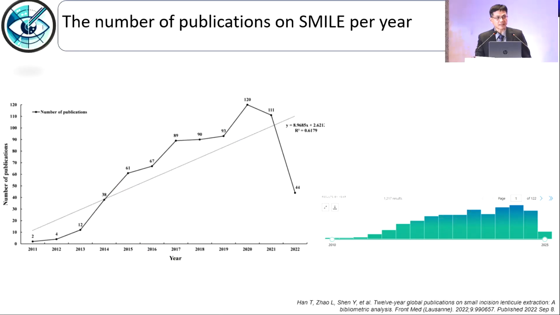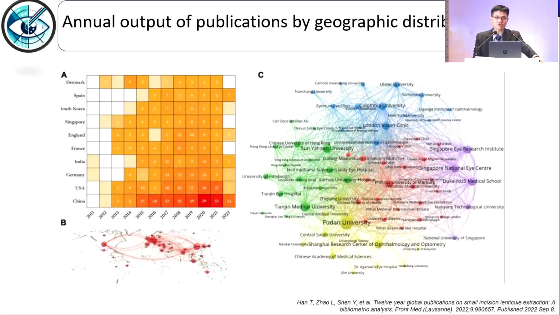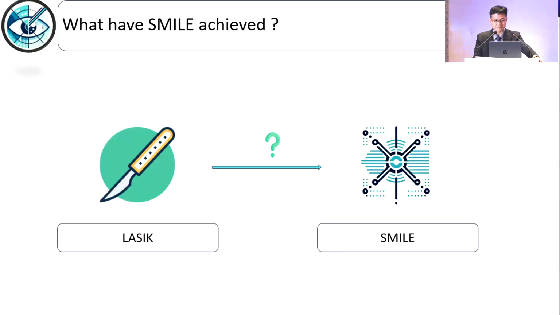Since then, the SMILE procedure has become increasingly popular from 2010 till 2020. There is an increase in publications per year. Most of the publications come from China. Here you can see that from 2014 onward, China still published a large number of SMILE refractive surgery papers.